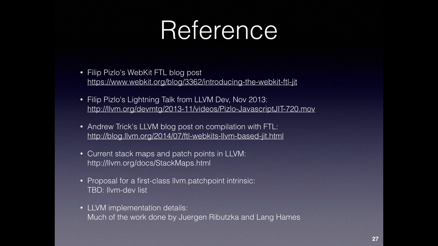Okay, that's it for our talk. I've listed some important references. I talked about the JIT architecture, and Philip Pizlo has a great blog post on that. He also gave a lightning talk at last year's LLVM Dev Conference. I also have an LLVM blog post on FTL that has a little more detail. In there, I talk about things we want to do better with the MCJIT and C API that we didn't talk about here.